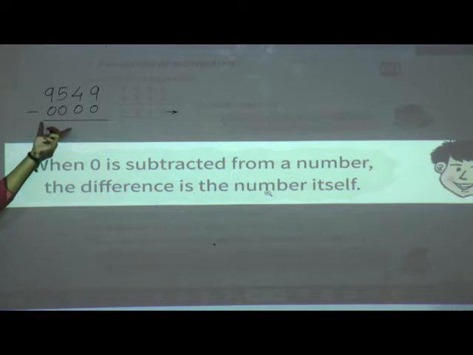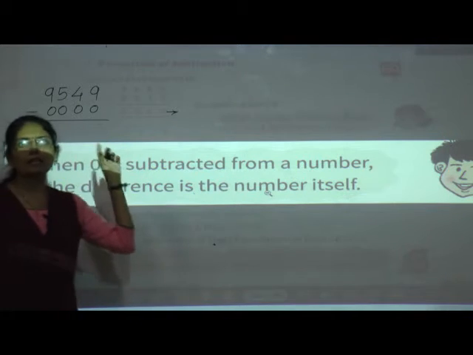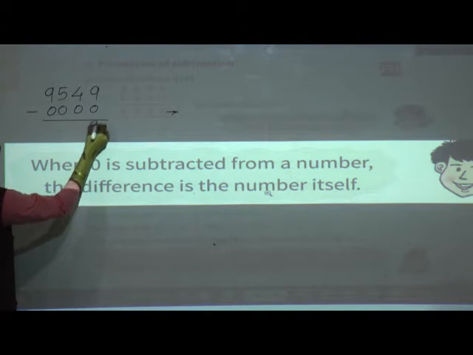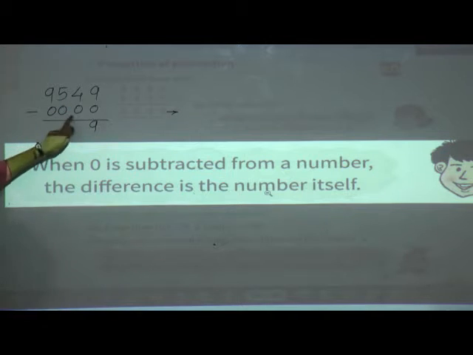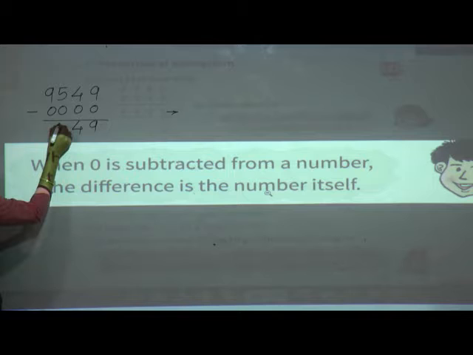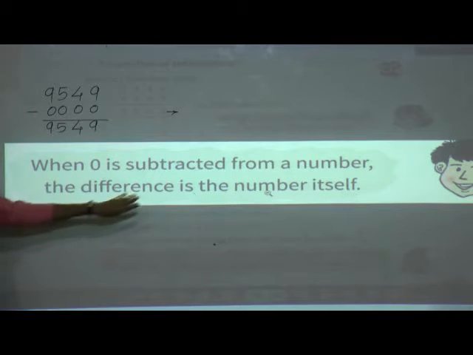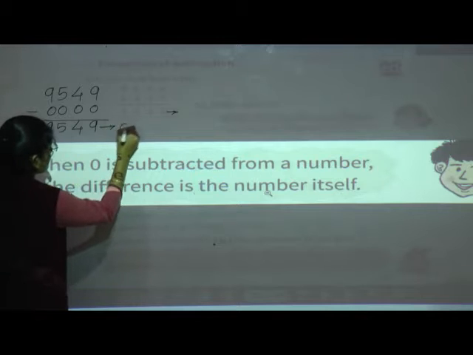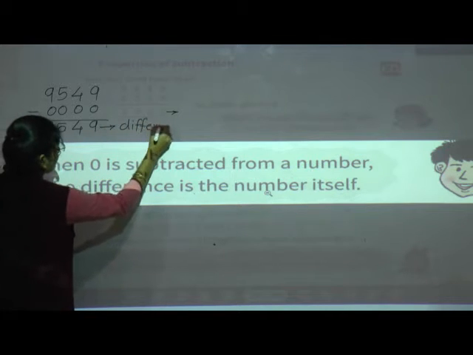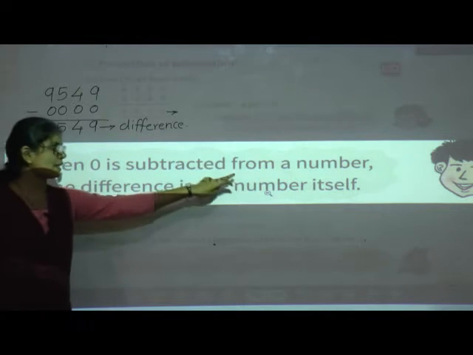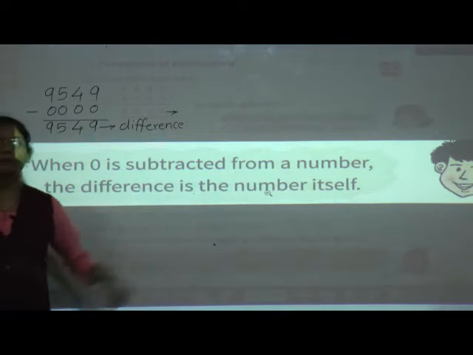Now difference means what? Whatever we get as the answer, that is called as difference. Okay. Now do the subtraction. 9 minus 0, 9. 4 minus 0, 4. 5 minus 0, 5. 9 minus 0, 9. So when 0 is subtracted from a number, the difference is the number itself. This is called as difference. What will be the difference? The difference is that number itself. When a 0 is subtracted from a number, the difference is the number itself.